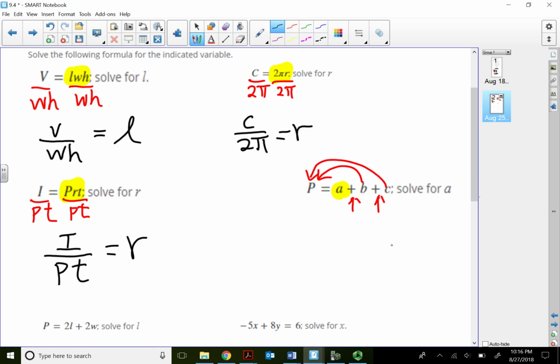So my A is equal to, on the left side, P still P. Positive B come over, become negative. Positive C come over, become negative. So the coefficient in front of A is already 1, so I don't have to divide every term by the coefficient. So this is it. This is my answer. All right.